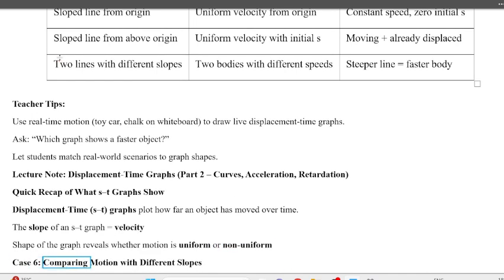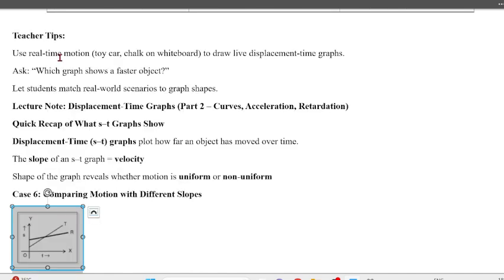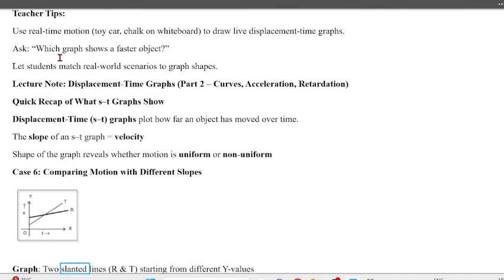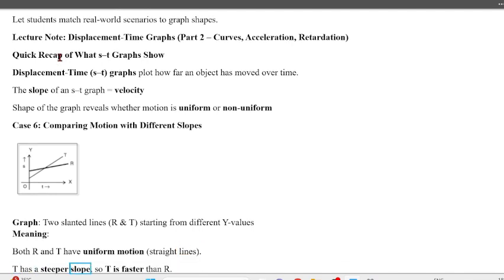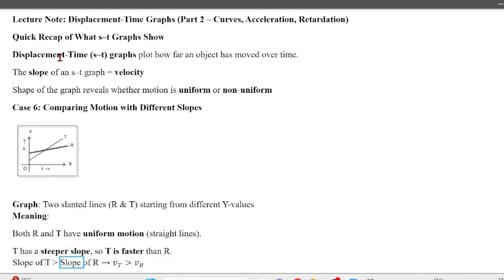Case 6: Comparing motion with different slopes. Picture 55: the graph shows two slanted lines R and T starting from different y values, meaning both R and T have uniform motion, with straight lines. T has a steeper slope, so T is faster than R. Slope of T is greater than slope of R, so V_T is greater than V_R.